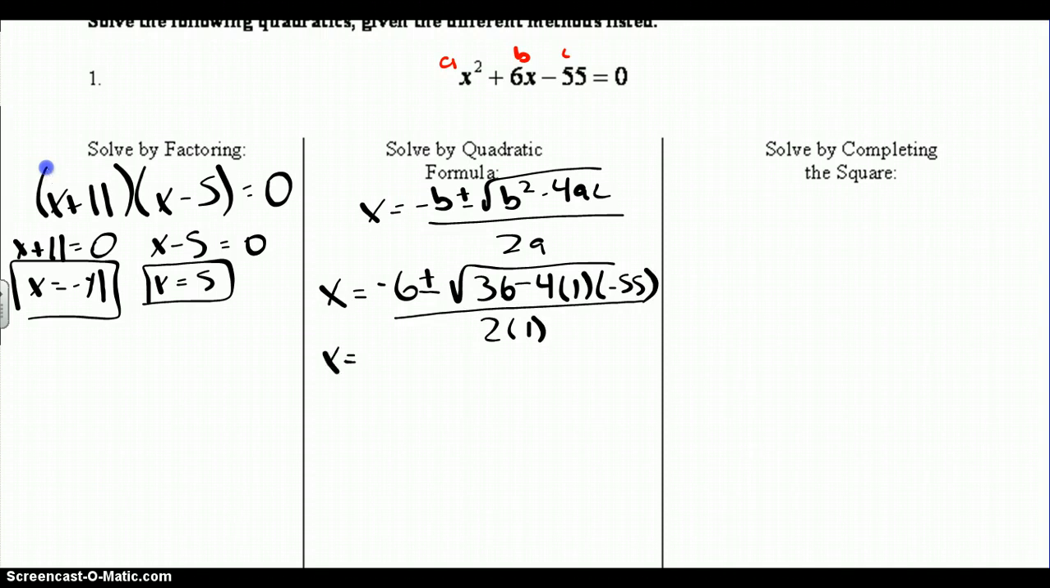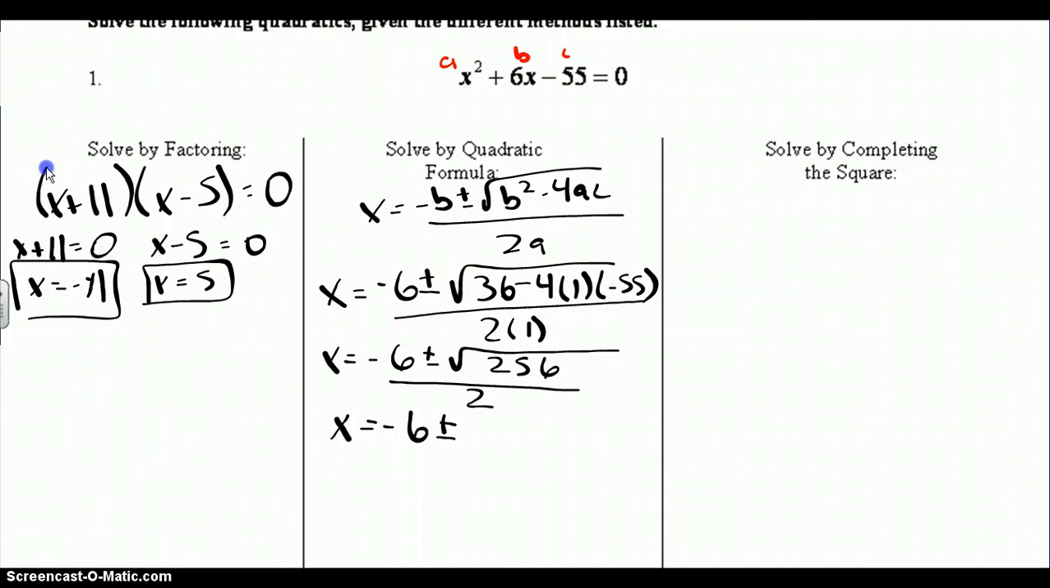Okay, I'm going to do some simplifying. So I'm going to keep the negative 6 out there, but I'm going to simplify what's underneath the square root. So 36 minus 4 times 1 times negative 55 simplifies to 256. Okay, and the denominator 2 times 1 simplifies to 2. And now the square root of 256 is actually a perfect square, so that simplifies to 16 all over 2.